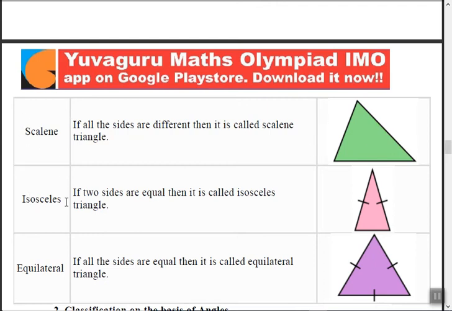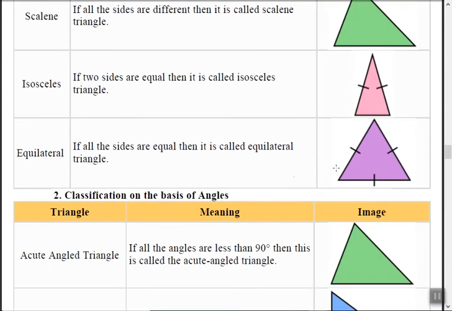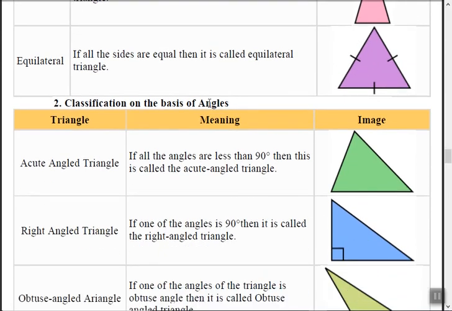Then isosceles. Isosceles means two sides are equal. This side is equal to this. It's not compulsory that only these two top sides would be equal. It can happen that the bottom and one other top side will be equal. Any two sides should be equal. That's called isosceles. Equilateral means all the three sides are equal. See this, equilateral.